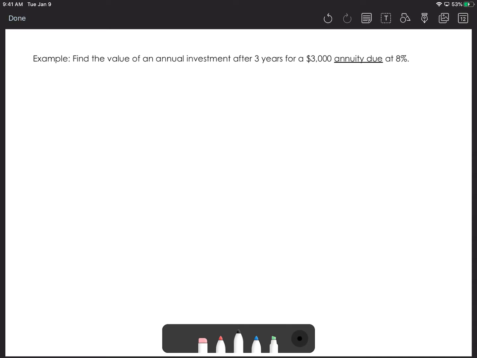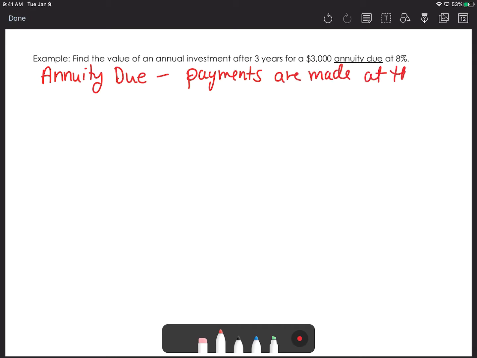Okay, the next example is an example of annuity due. Annuity due, the payments are made at the beginning of the period.